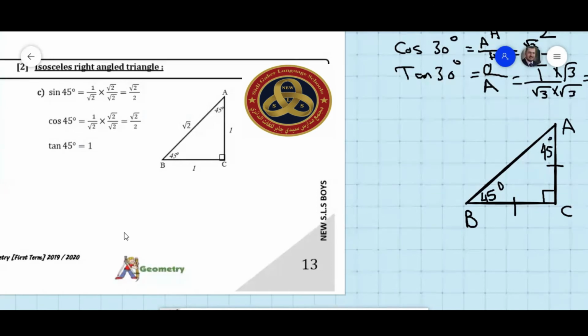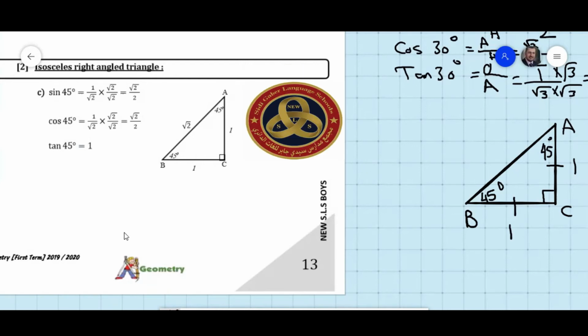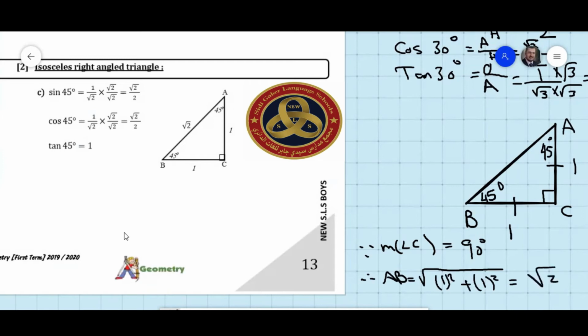The ratio of the two sides AC and BC: the two sides are equal. So if this side is 1, this side is 1. If this side is 5, this side is 5. So 1 to 1 is the ratio between them in the simplest form. In the same way, using the Pythagoras rule, since the measure of angle C equals 90, how do we get the side AB? The side AB is the hypotenuse. It will be the square root of 1 power 2 plus 1 power 2, which equals root 2.